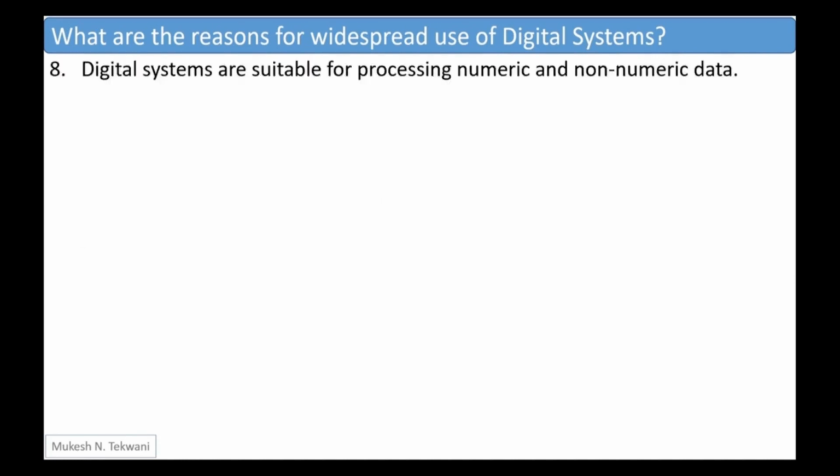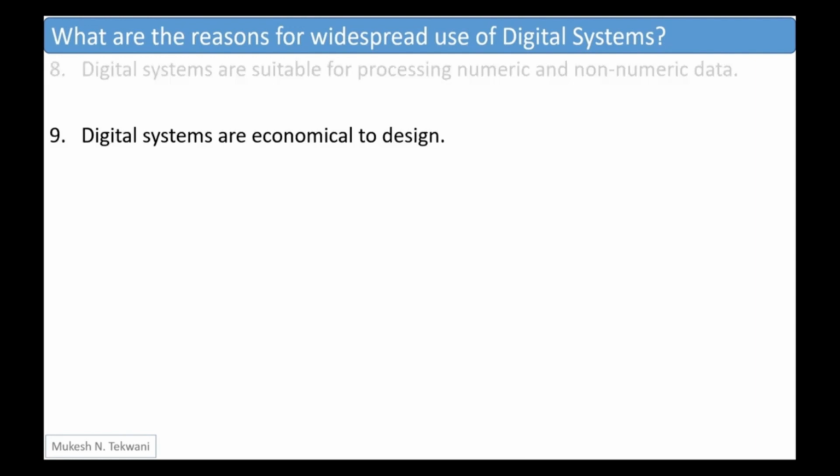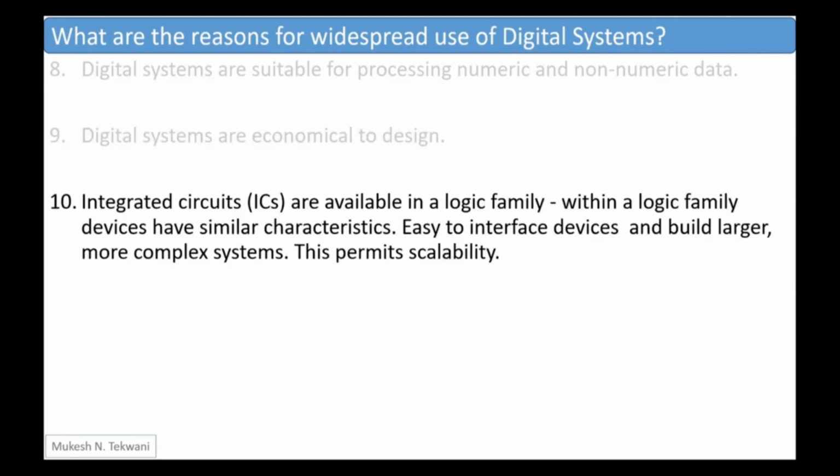Digital systems are suitable for processing numeric as well as non-numeric data. We do not only do calculations with our data, but we also process video, audio, and text. And this can be easily done by digital systems because ultimately all data is converted into a series of zeros and ones. Digital systems are economical to design and they can be mass produced.